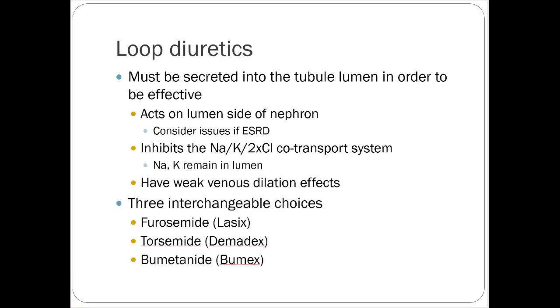So loop diuretics are our mainstay drug for forcing diuresis within the kidneys. Remember, they're our most powerful diuretic. One of their negative effects, or maybe disadvantages would be a better word, is that they have to get secreted into the tubular lumen in order to be effective. So if they can't get to the site of action, they can't really do anything.